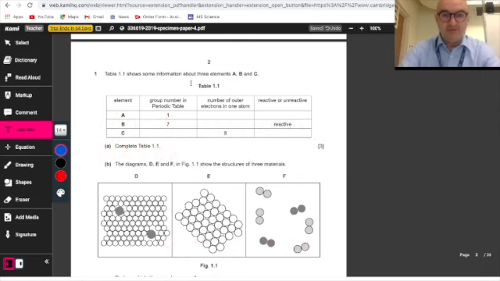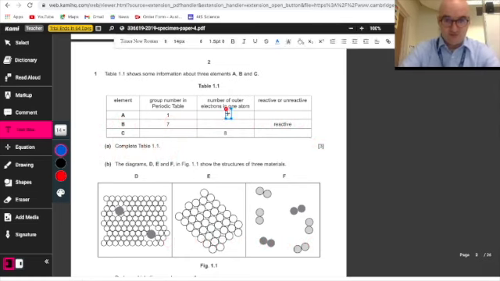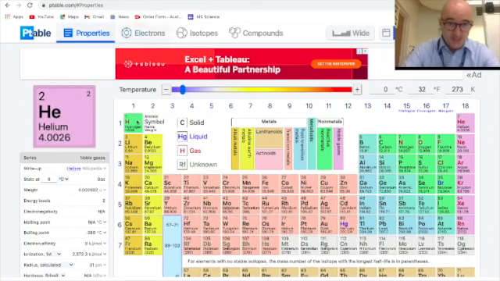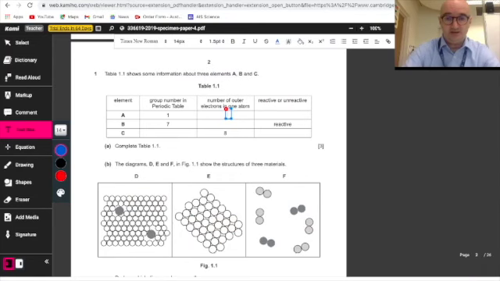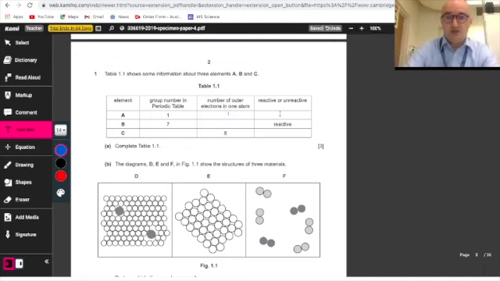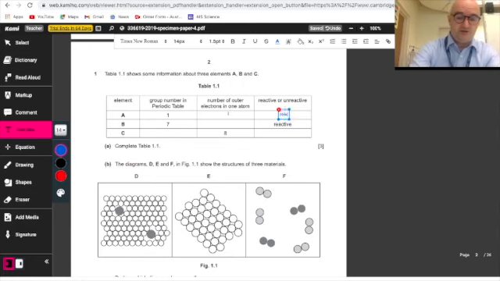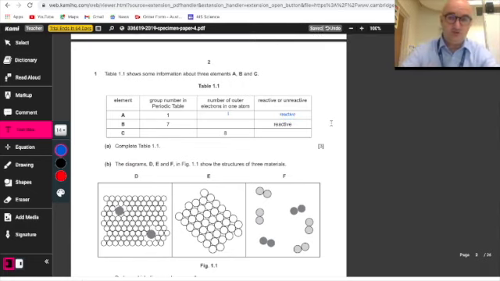Table 1 shows some information about three elements A, B and C. Group number 1, number of outer electrons in group 1. Everything in group 1 here, which you all should be familiar with. Clearly, the group number is the number of valence electrons, the number of electrons in the outer shell. Group 1, we should all know our sodium, lithium, potassium are highly reactive and they react violently in water.